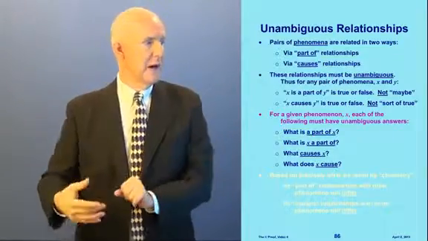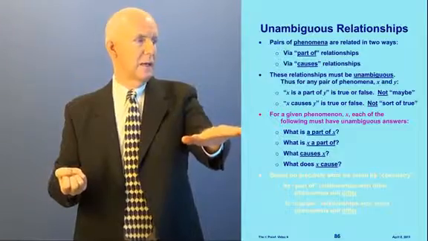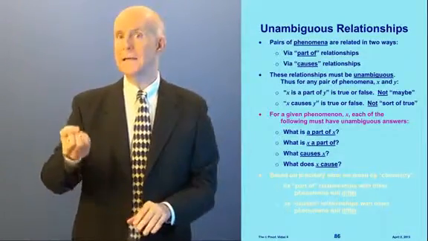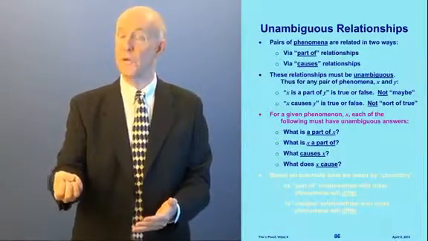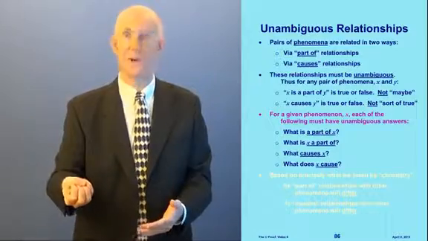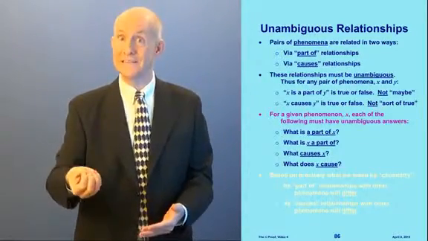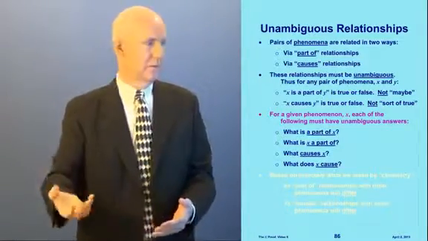Now, for a given phenomenon x, each of the following questions has to have an unambiguous answer. What is x a part of? There needs to be a definite answer. We might not know the answer, but an answer exists. This is what our theory says.